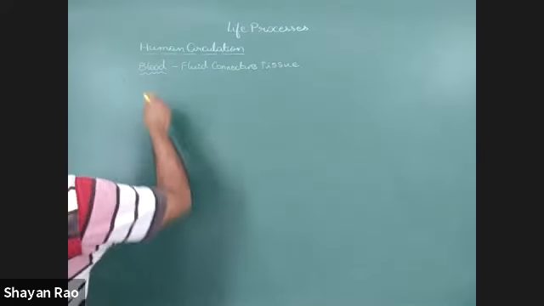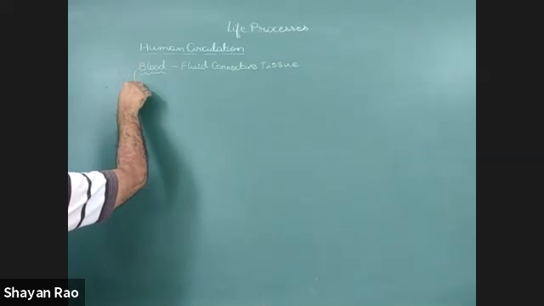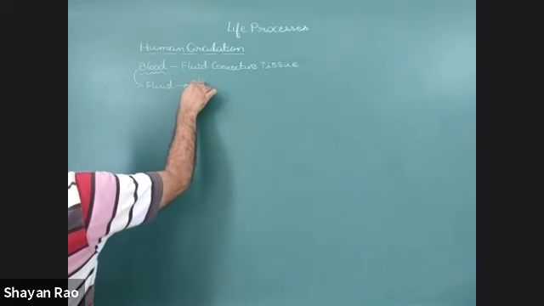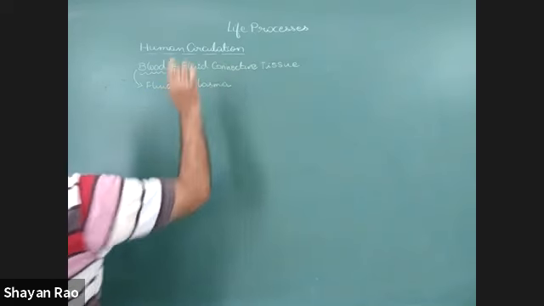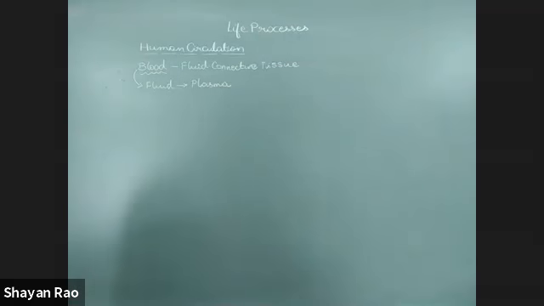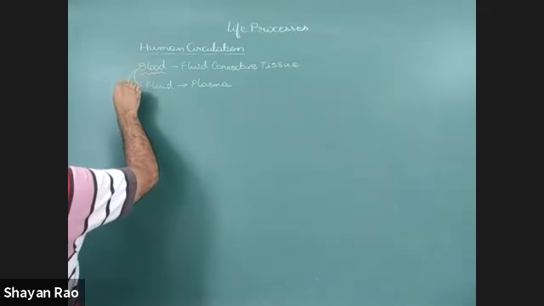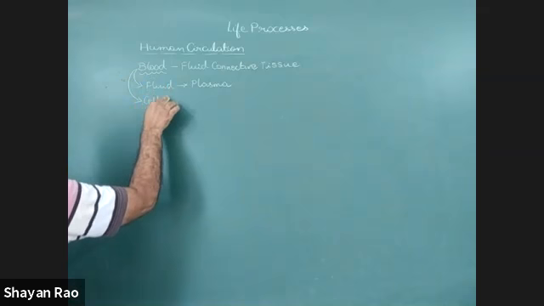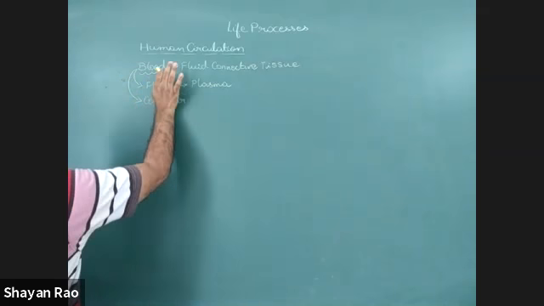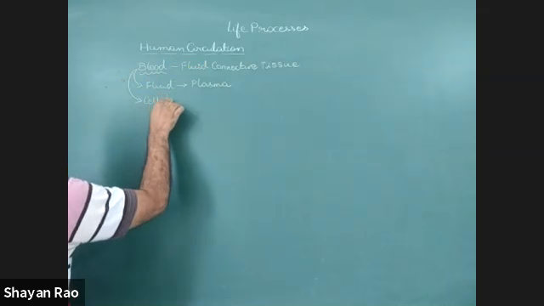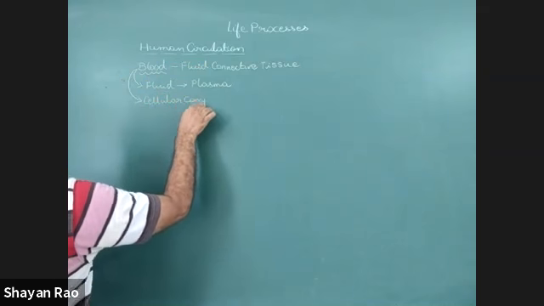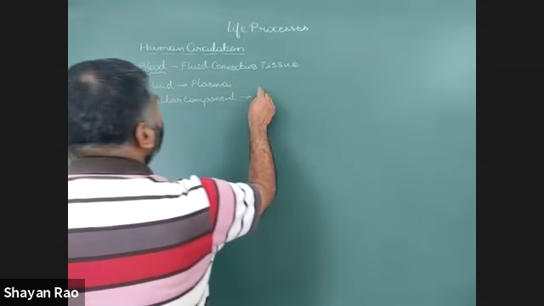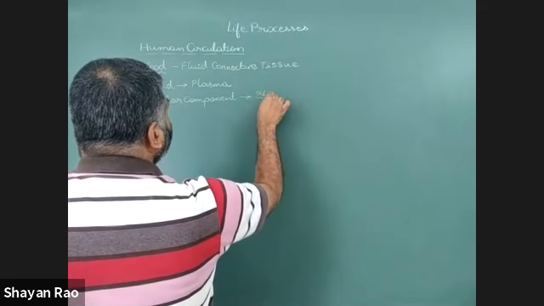So this particular blood is going to have two things. One is a fluid component called plasma. Second, the same blood is going to have another component, the cellular component. And that cellular component is considered to be the blood cells.